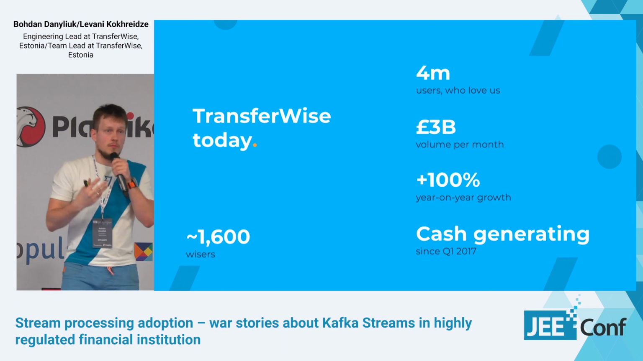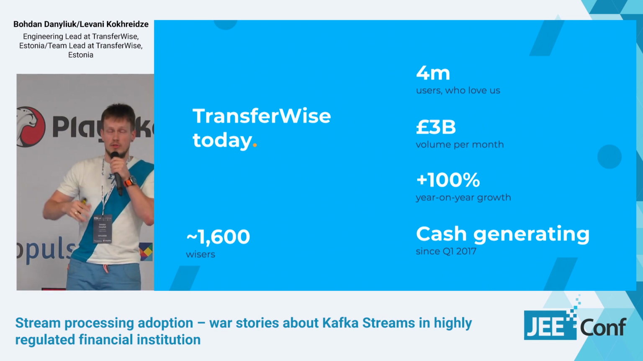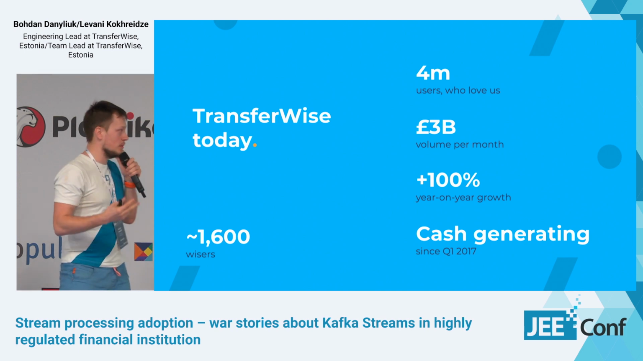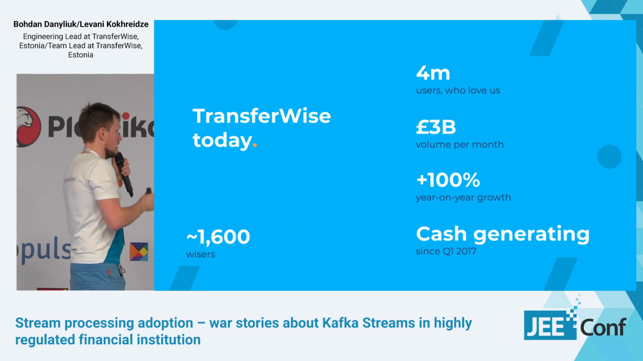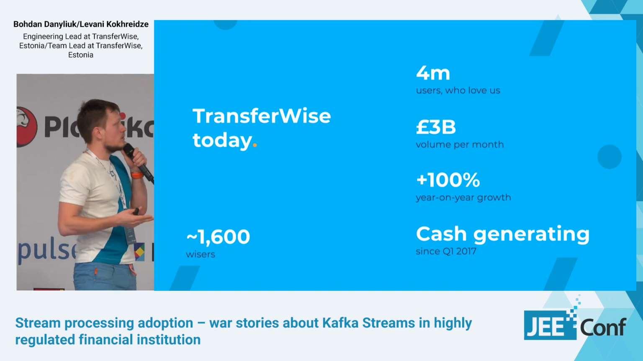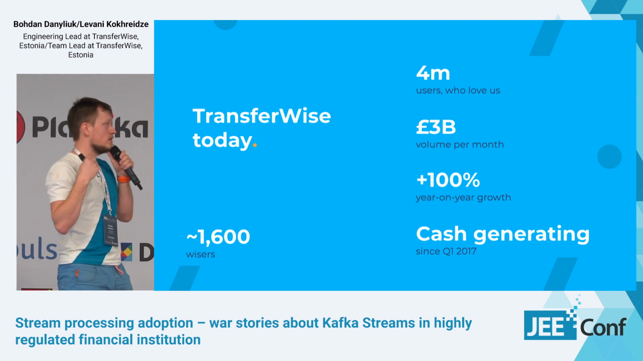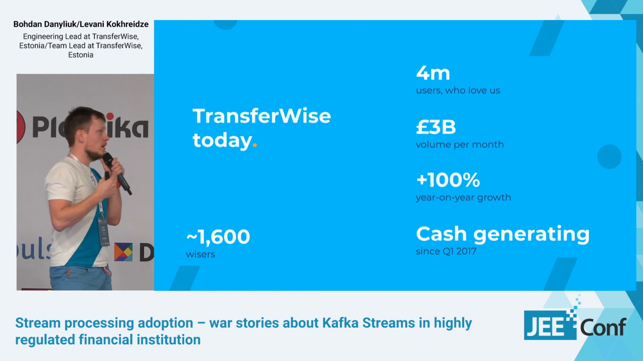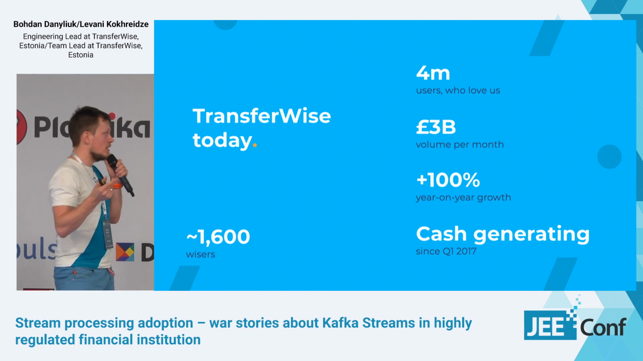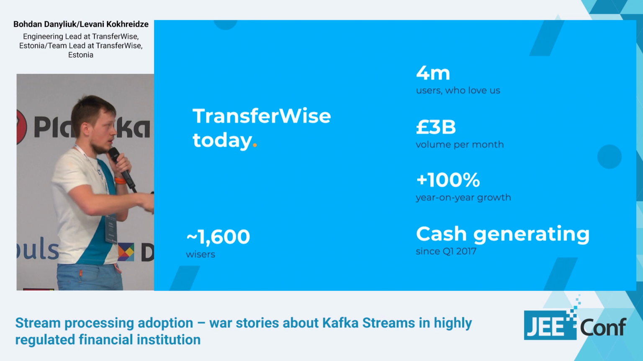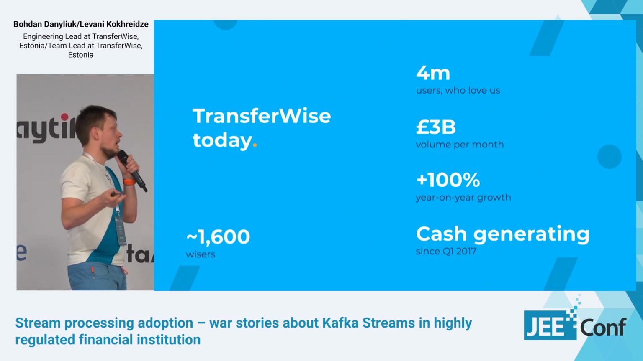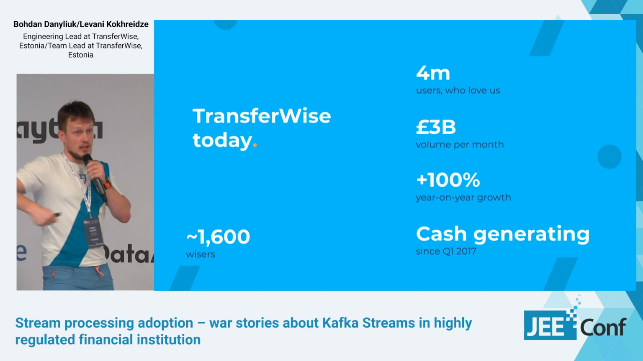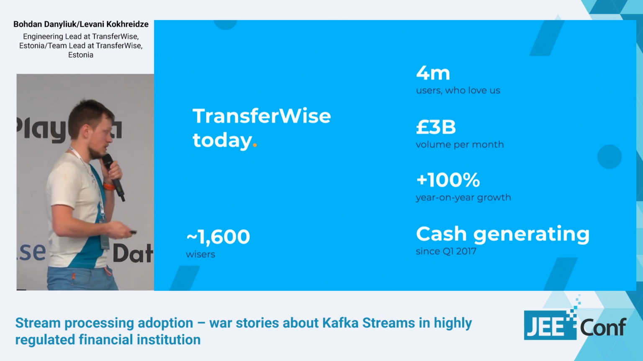In numbers, because you need to understand the volumes we are dealing with, the size of the company and the size of data: TransferWise is around 1.6K employees and 4 million users. We transfer 3 billion pounds monthly. We're growing quite fast, and this is not really important for Kafka Streams, but we are cash generating, so we are a profitable organization.